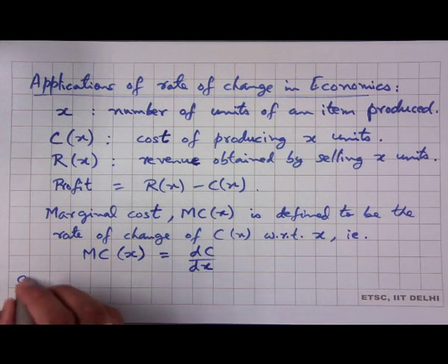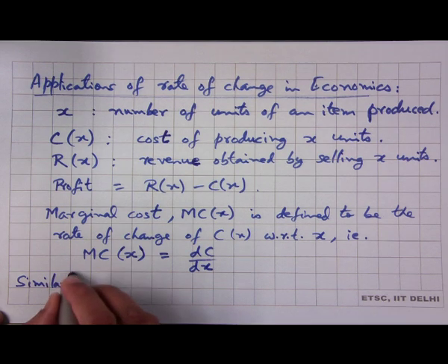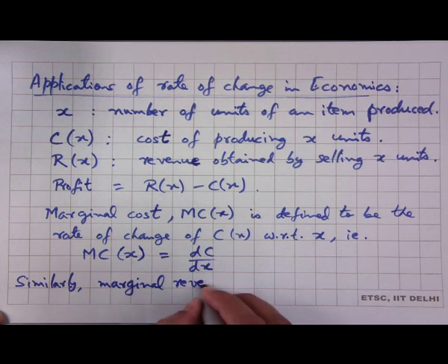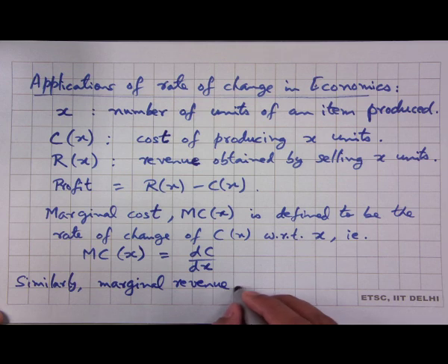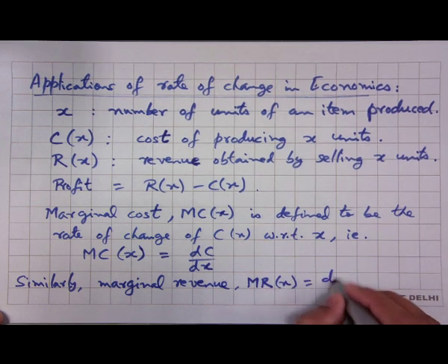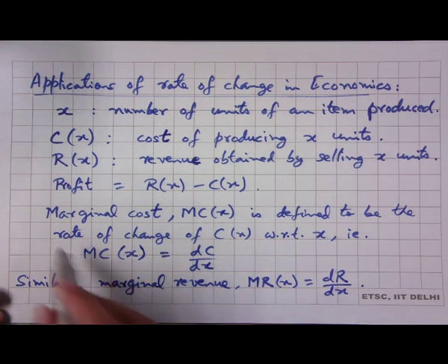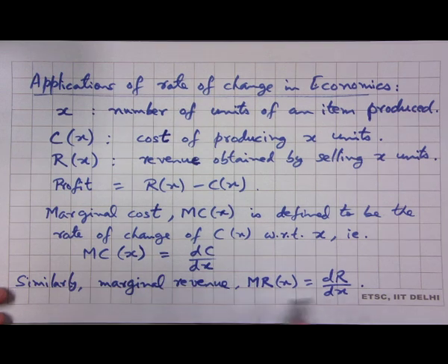Similarly, the marginal revenue, this will be denoted by MR of x. This is by definition the derivative of revenue with respect to x. So, again if we have to calculate marginal cost or marginal revenue, then we need to take the derivative with respect to x.